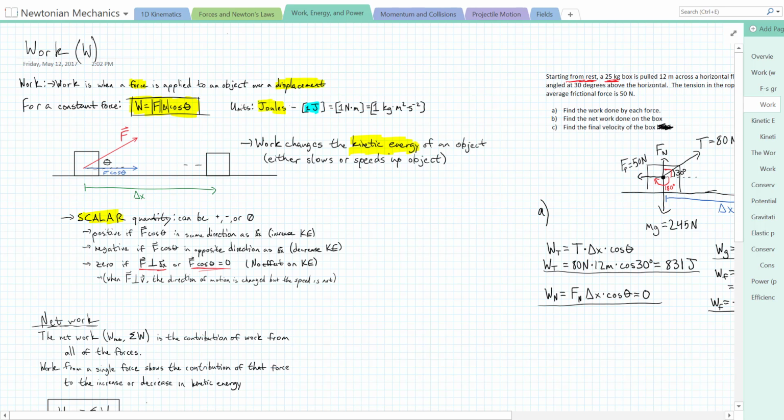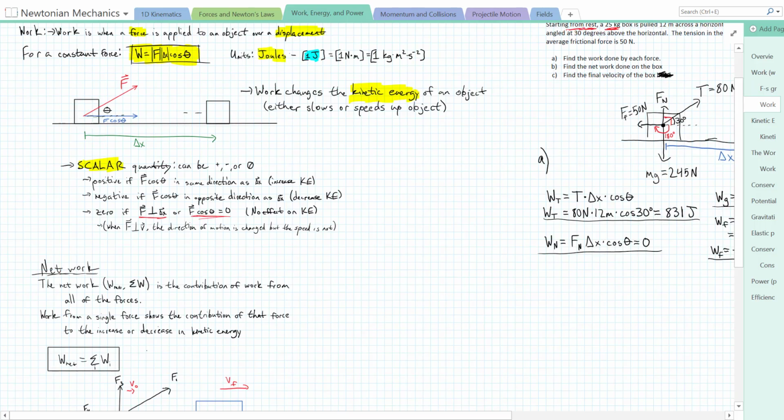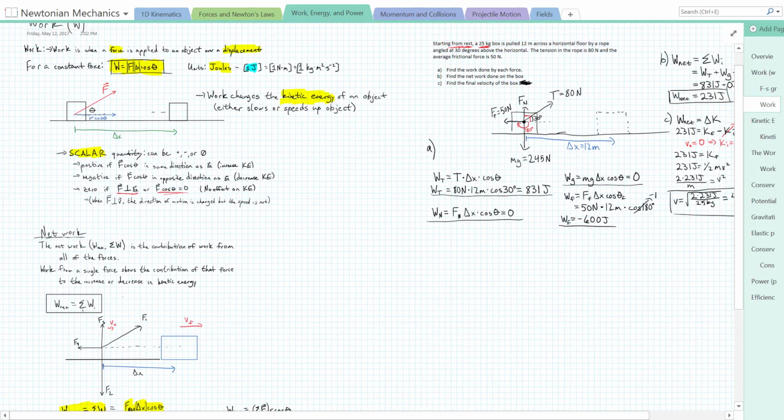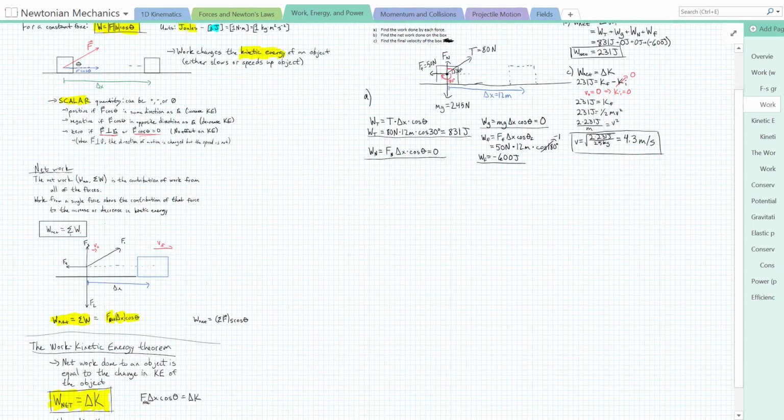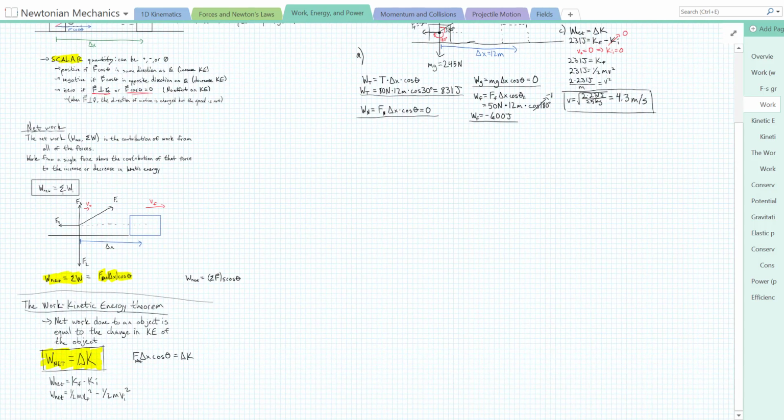And the net work that is done to an object is equal to the change in kinetic energy of that object. So that lets us relate forces applied over distances to changes in speed using that work-kinetic energy theorem down at the bottom.